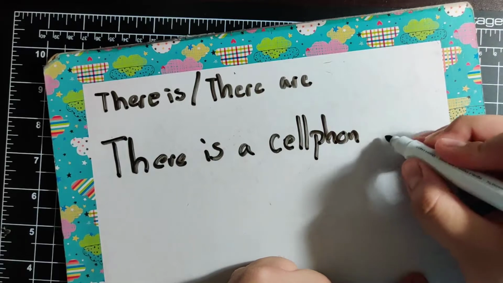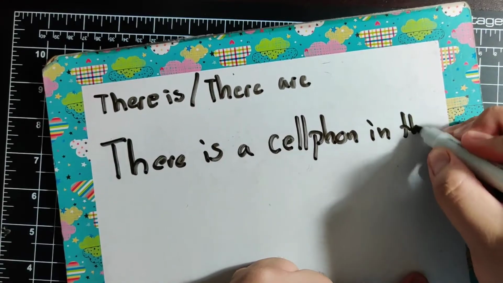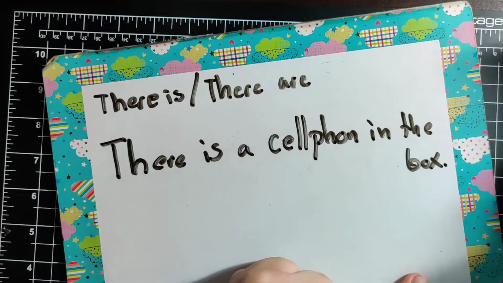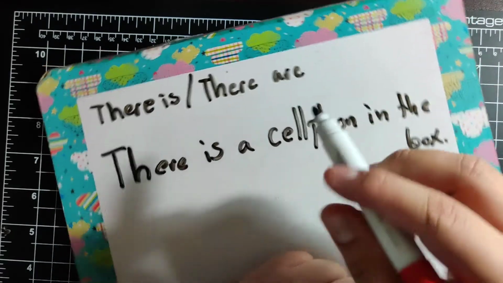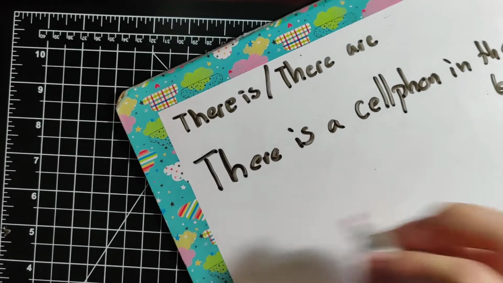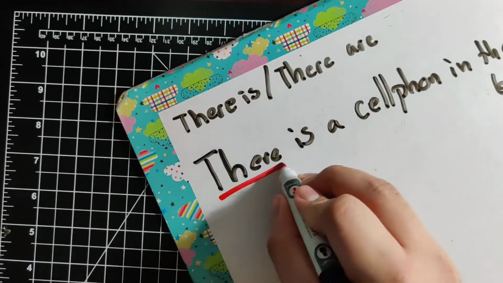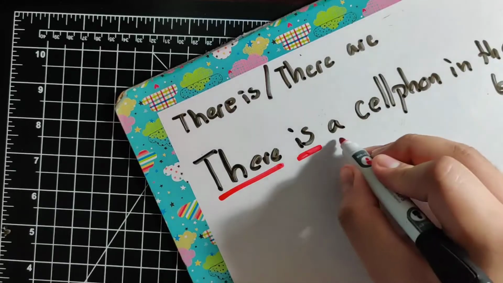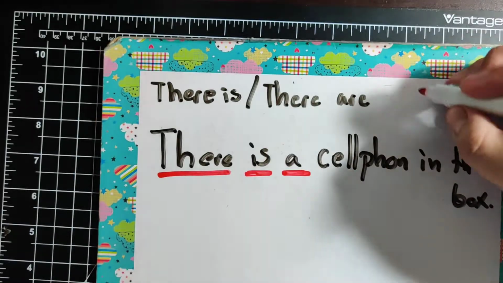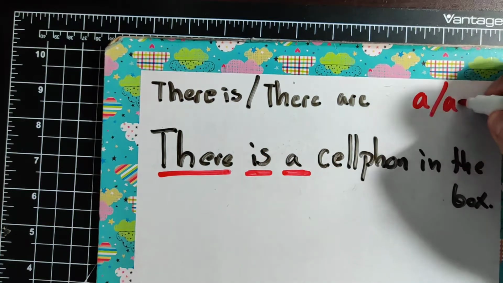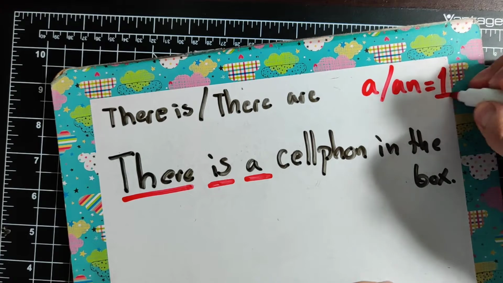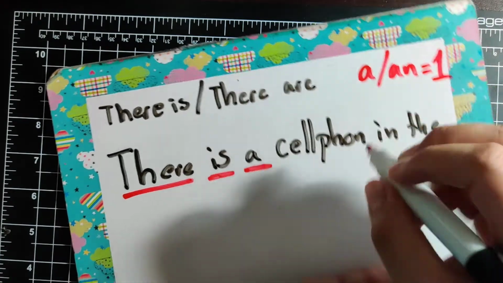And let's add a little bit more. In the box. So there is a cell phone in the box. Notice how the structure is. Okay? We're going to be using there is a. Okay? Remember that a and an are the same thing. And they're both mainly used for singular when you're talking about one thing.